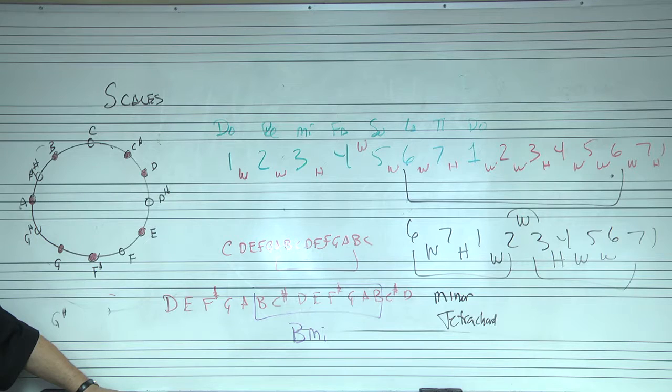Let's pick a scale. What's the first scale on the list? C. We already did C. C's boring. C's vanilla. Try another one. E. Good. Why E? Why do we like E, Donovan? Guitar, right? Yeah. That's a guitar key.